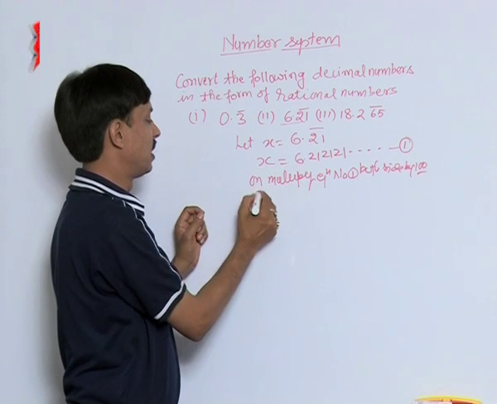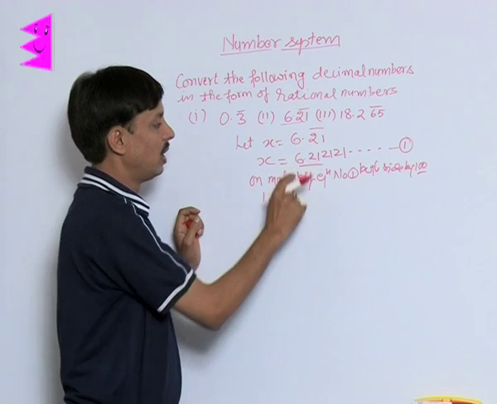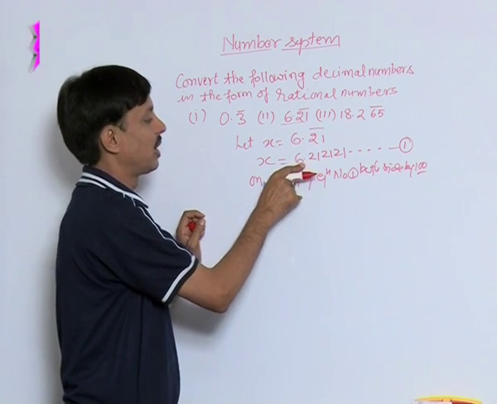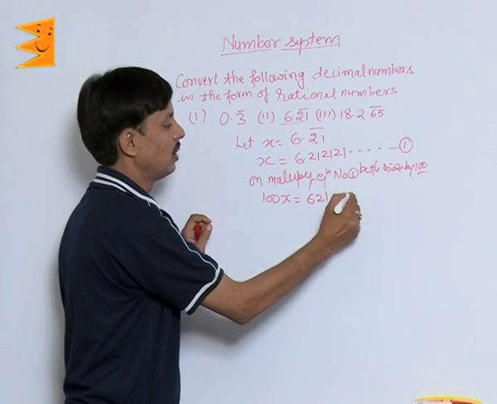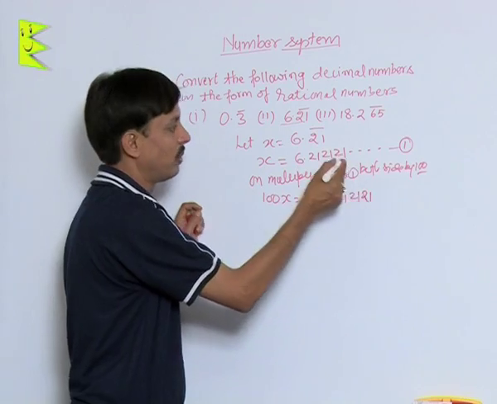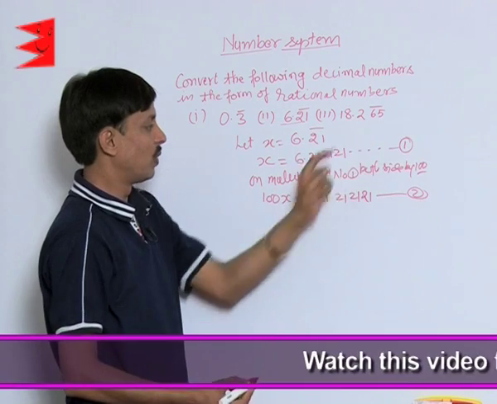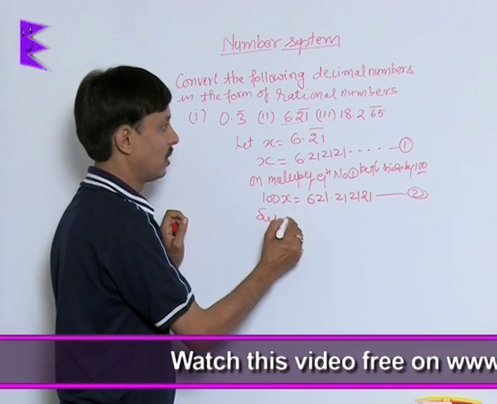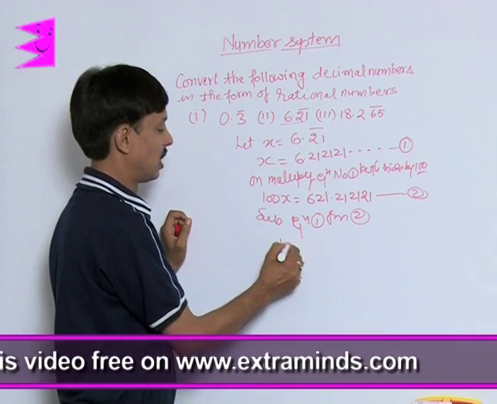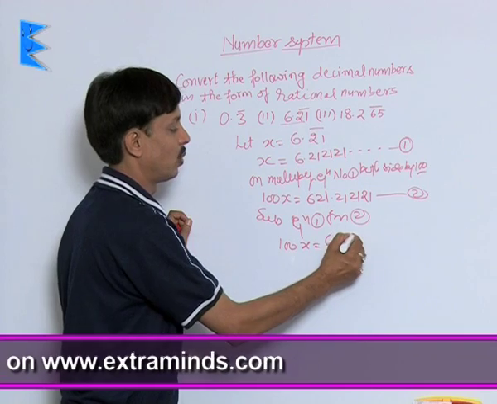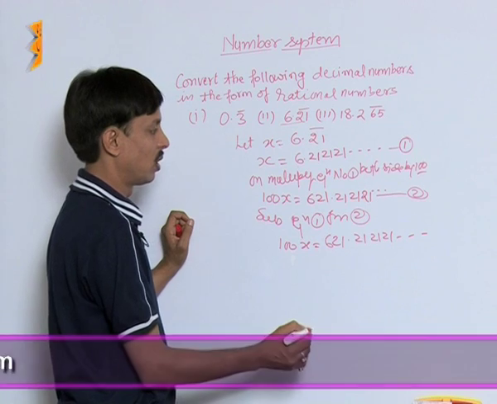If I multiply by 100, this will be 100x equals, when it is multiplied by 100, the decimal will shift 2 places to the right side. This becomes 620.2121. I can take one more 21 because there are infinite 21s. Equation number 2. Subtract equation 1 from 2. This is 100x equals 621.212121 dot dot dot. You have to write dot dot dot here also.